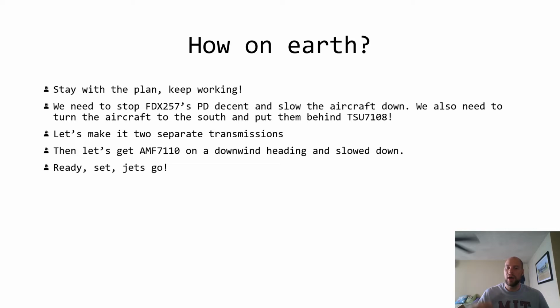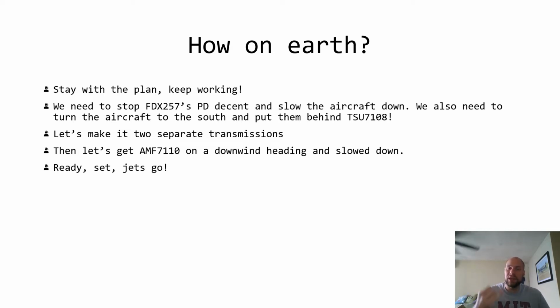Let's keep working. So next things in succession, we need to stop FedEx 251 Heavy's pilot discretionary descent and slow the aircraft down, right? It was a PD descent, and we have no idea what kind of speed they were assigned. We also know that when dealing with outlying aircraft, right? FedEx 257 Heavy is our outlying aircraft, three giant turbojets compared to all these turboprops operating close to the airport. We need to get everybody kind of playing in the same ballpark here. We also need to turn the aircraft south so they can be behind Translauto 7108, right? So that's a complex and compounding clearance, right?